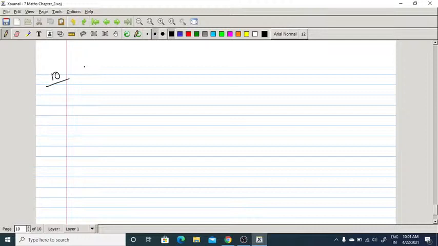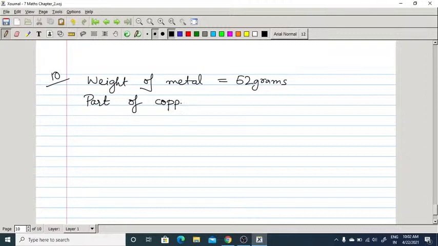So number 10 says an ornament is made of gold and copper and weighs 52 grams. So the weight of the metal is equal to 52 grams. 2/13 of it is copper. So the part of copper is equal to 2 by 13 part. Okay, so you have to find out how much is pure gold.